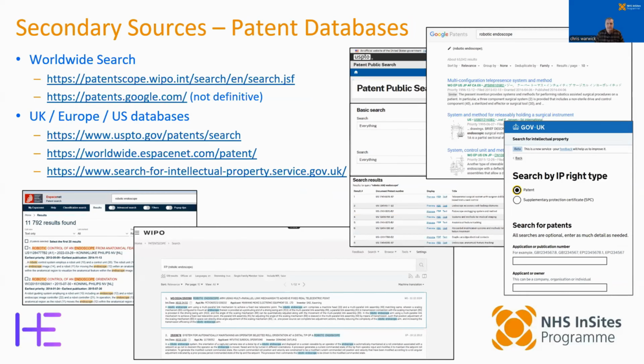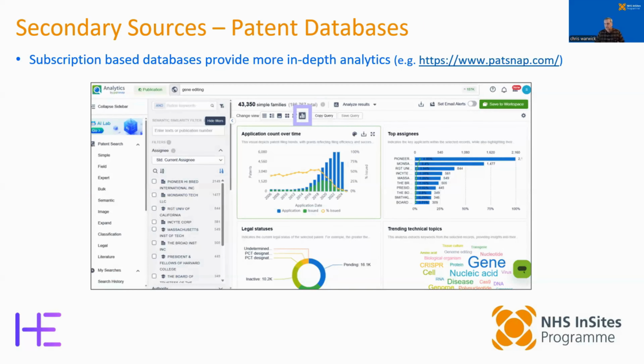Similarly, there are patent databases where you can see what intellectual property has been registered with different patent offices. And again, you can do worldwide searches, UK, European, and US. And then there are also some commercial platforms which give you a little bit more data, a little bit more in depth. So this is an example of one called PatSnap.